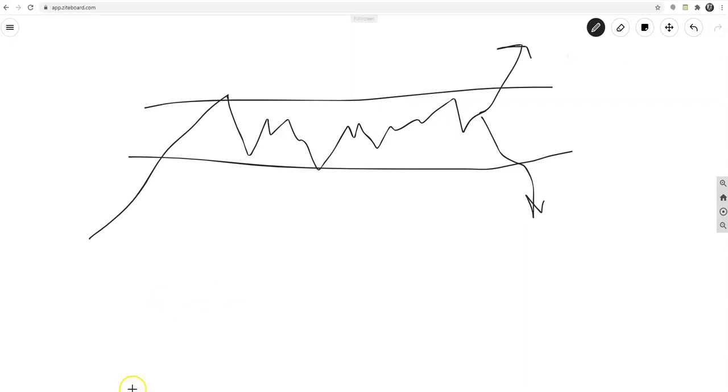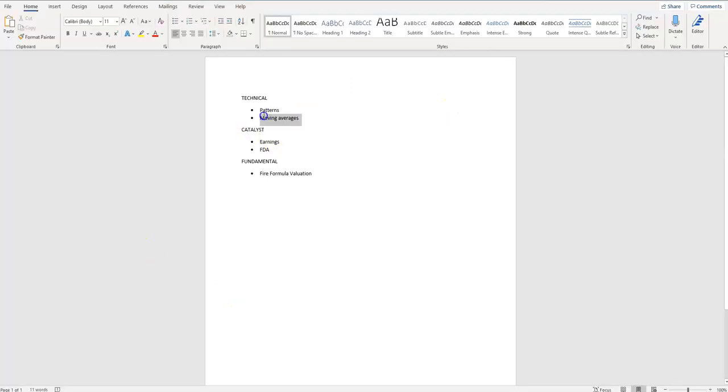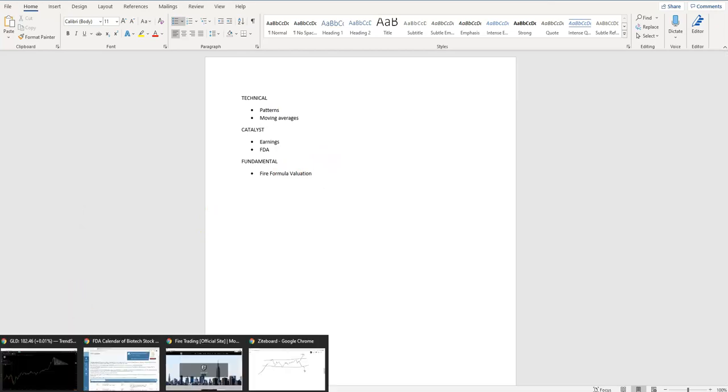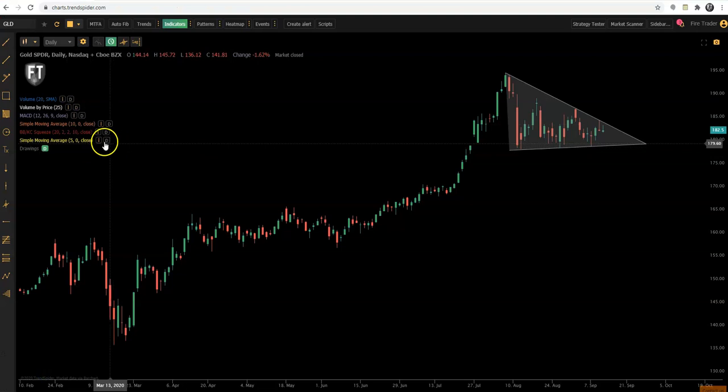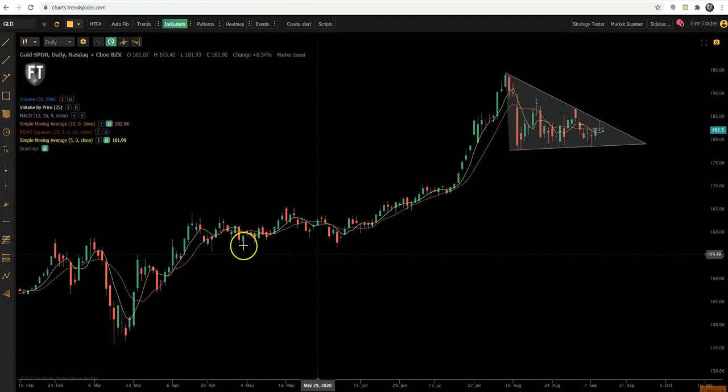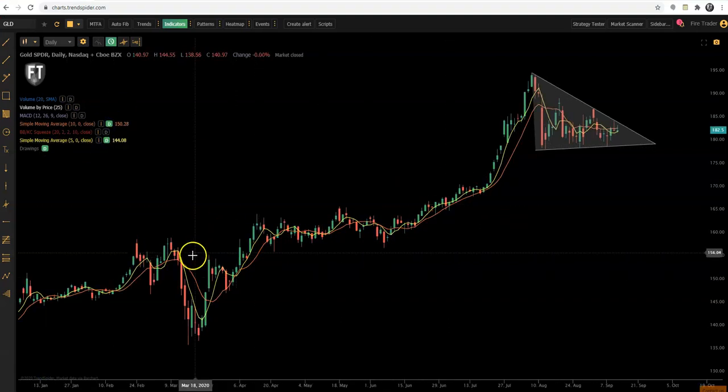Okay. So the next one I want to go over here is moving averages. There are plenty of different strategies out there with moving averages that you guys can take advantage of. My favorite right here is the 5-10 crossover. A golden crossover is when the 5 moving average crosses above the 10 moving average. Or a death cross is when the 5 crosses below the 10 moving average.